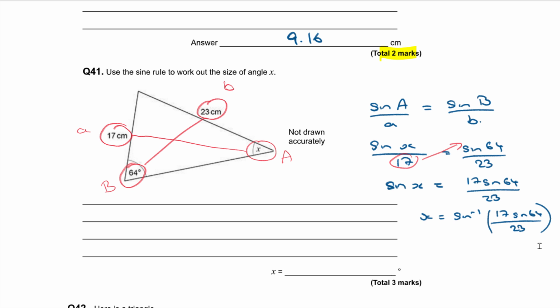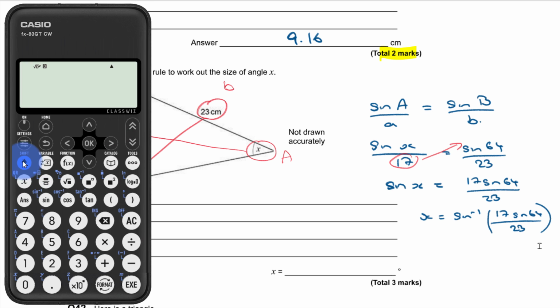So shift sine, 17 sine 64 over 23, close bracket, close bracket. Make sure I put the brackets in the right place. And that comes out to be 41.6 degrees to 3 significant figures, or 1 decimal place.